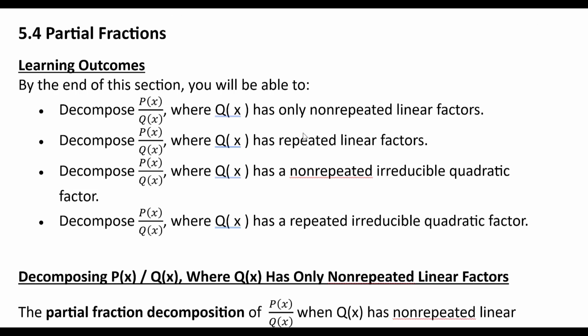So what we mean by that is you're going to take a fraction that has factors in the denominator, and break it down into a sum or difference of a bunch of different fractions. So instead of having something over a times b, you'd have something over a plus something over b, for example. So where a and b represent expressions.